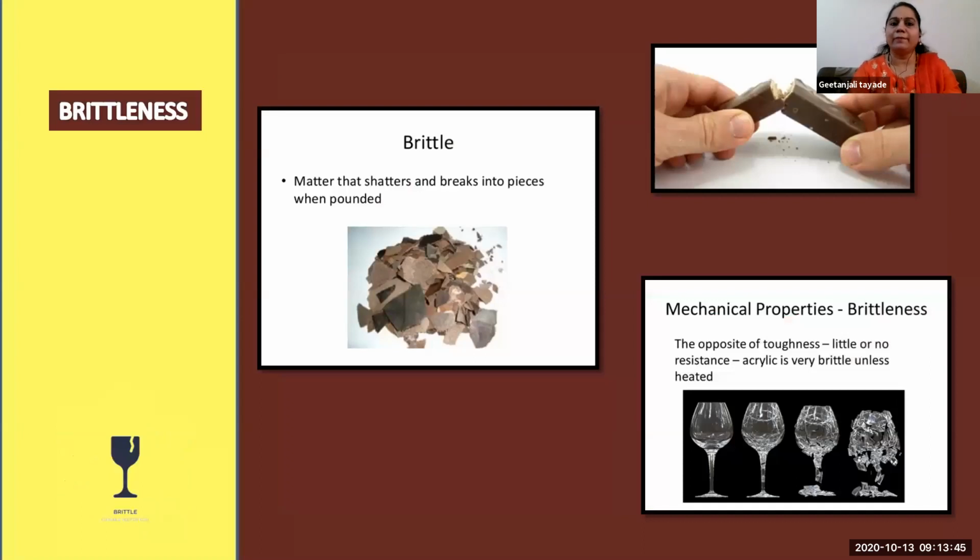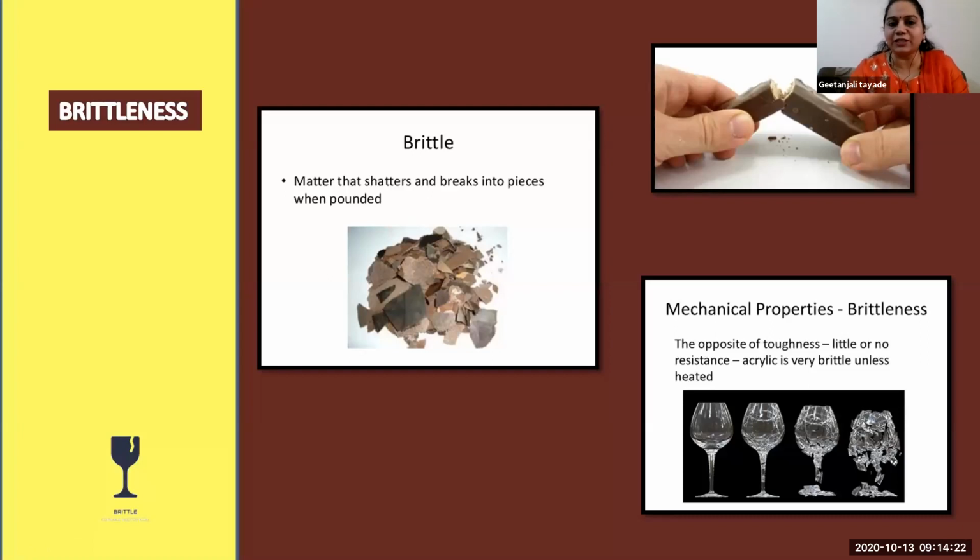So the first one is brittleness. See, brittleness means what? See the first diagram of a chocolate. We can easily break the chocolate. Brittleness means matter that shatters and breaks into pieces when pounded. When an object easily shatters and breaks down, just like the chocolate in this diagram, which we can break with a very little or negligible force, that property of a substance is called brittleness.